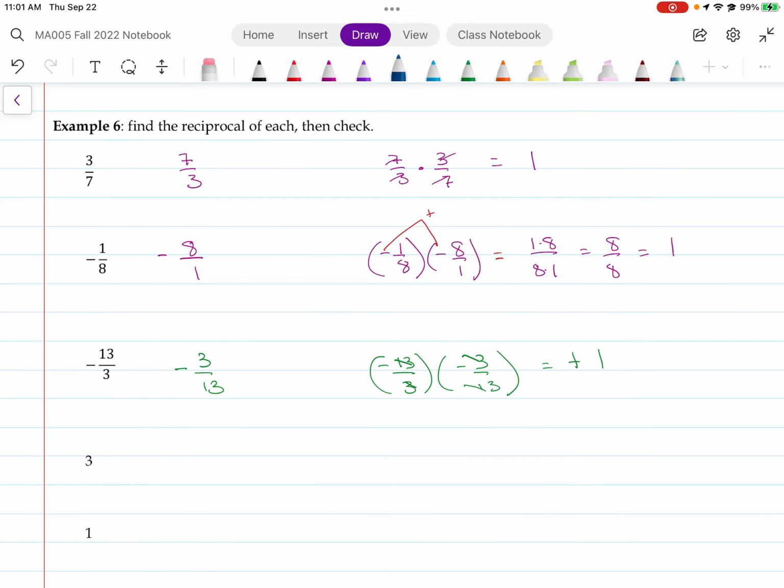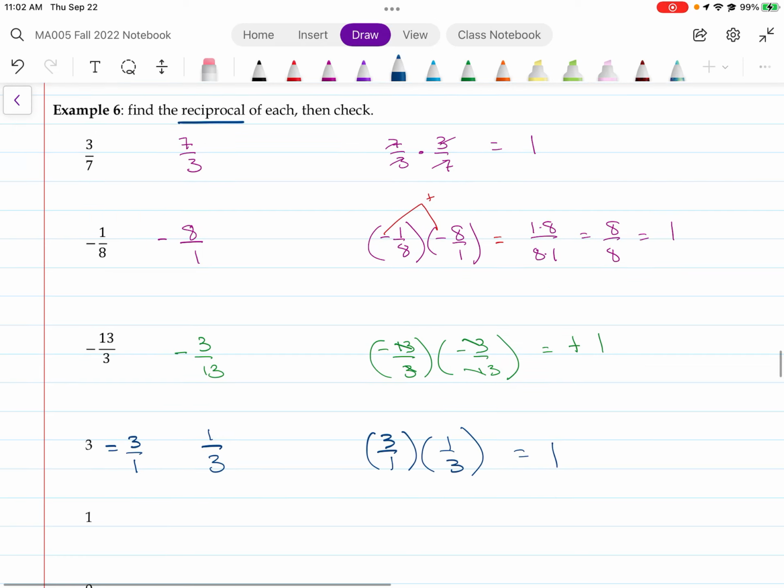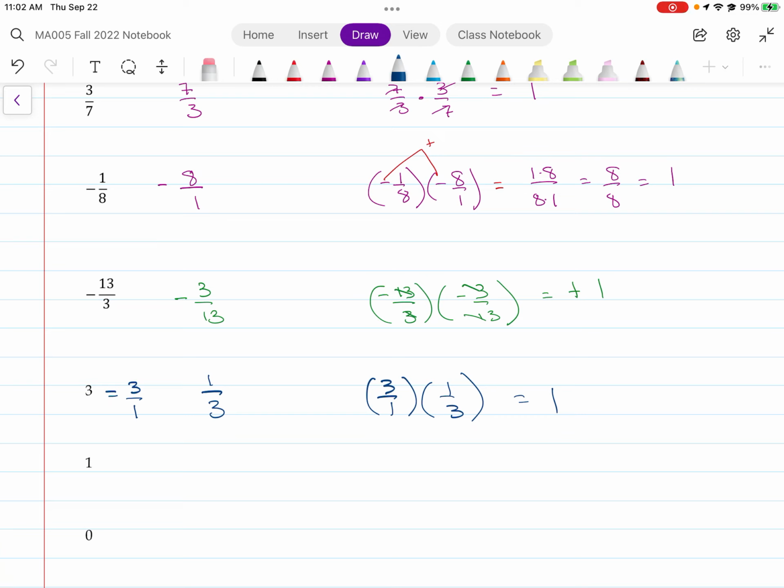All right, next one, 3. Well, remember 3 is just 3 over 1. So its reciprocal is 1 over 3. So 3 over 1 times 1 over 3 is 1. So what is the reciprocal of 1? Well, remember that 1 is just 1 over 1. What's the reciprocal of that? Well, it's 1 over 1, which is 1. So the reciprocal of 1 is 1. So I just checked to show that it is true. It is the only number that is the reciprocal of itself.